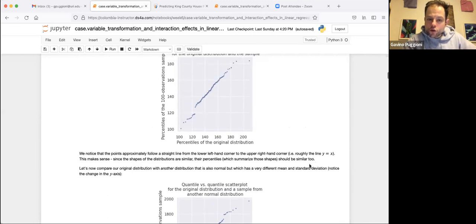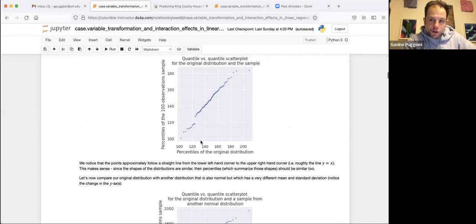Now, in this case, we used data that we're generating from the normal that have the same mean and the same standard deviation. So we have a scatter plot that actually follows the y equal to x line.